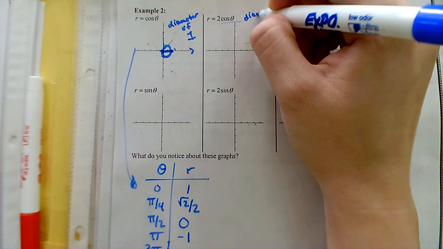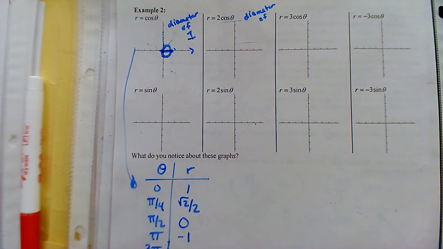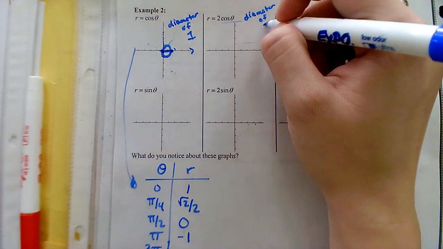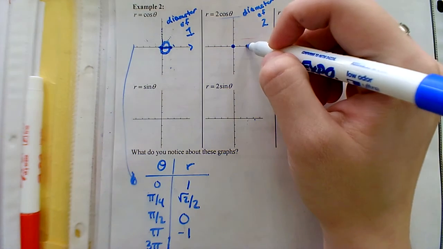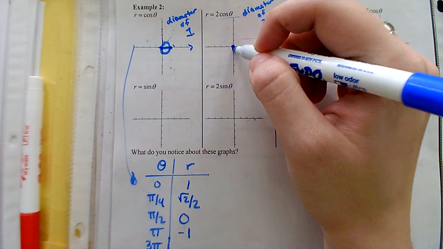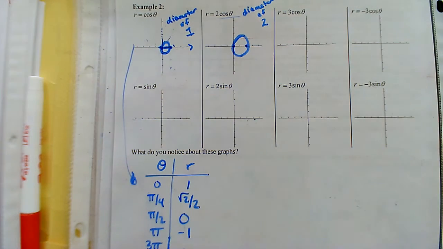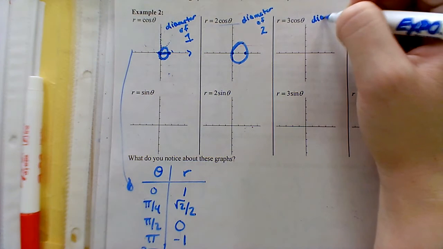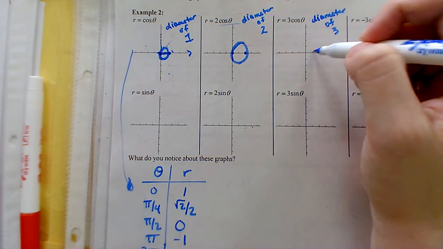What do you think the diameter might be on this one? 2 times, right? Because we're just doubling all of these r values from our table. So we're still starting at the pole or that origin, but we're going to double all of the radius distances. Let's see, the next one we can probably estimate or guess a diameter of 3.